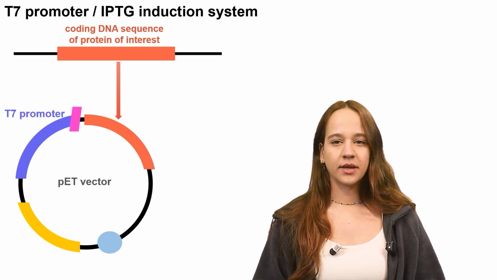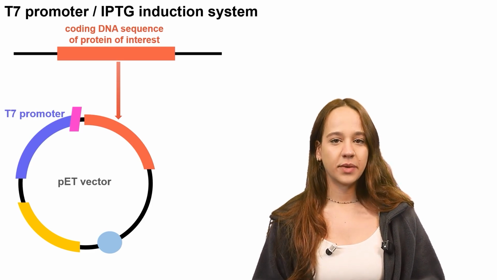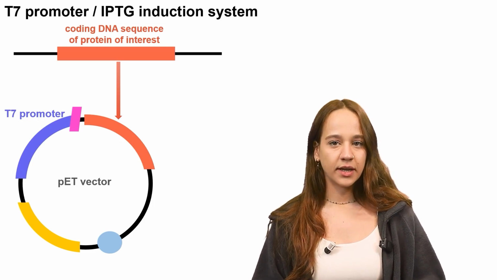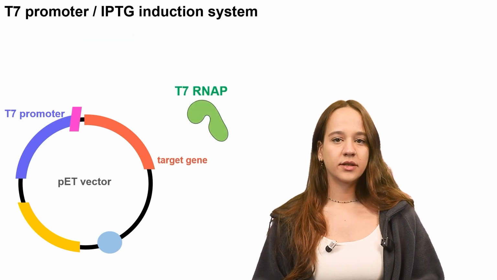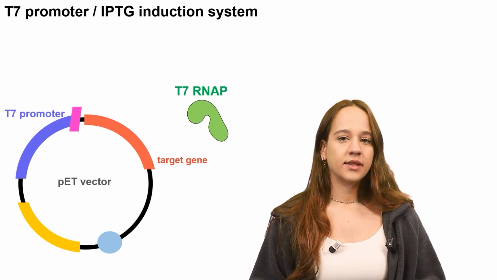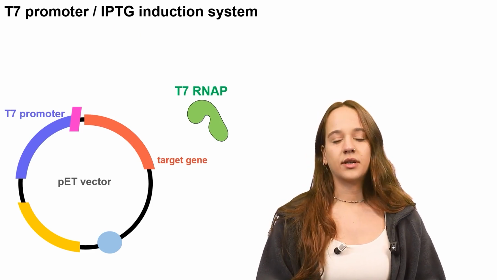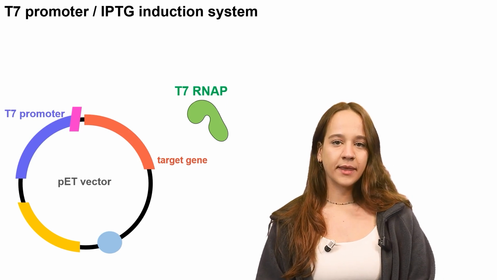In this system, the coding DNA sequence of our protein of interest is inserted by cloning in an expression vector, like the pET vector, so that it is under the control of the T7 promoter. This means that it will be transcribed into mRNA by the T7 RNA polymerase.